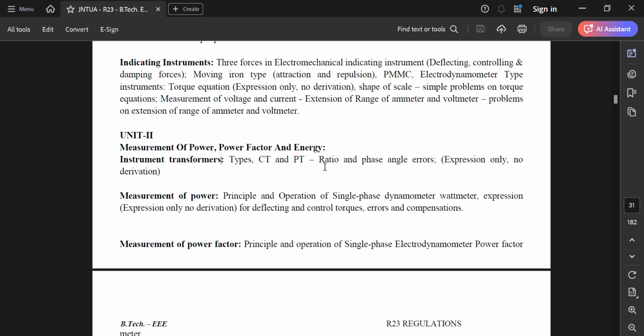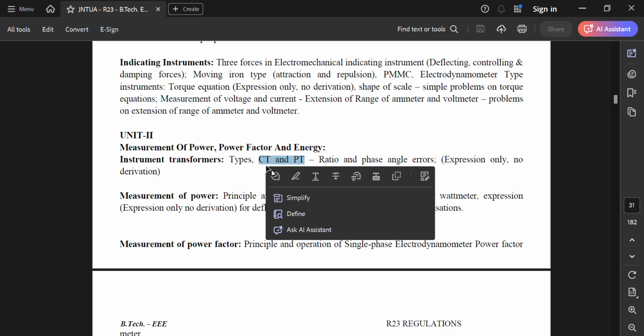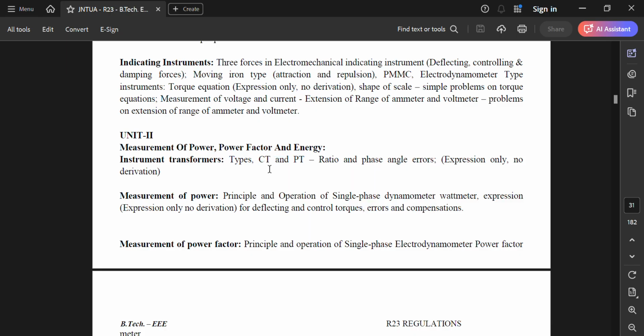Thereby the instrument transformers, CT and PT, why do we call them instrument transformers? Instrument transformers are also transformers, but we use them in conjunction with the meters. Meter తో పాటు వాడతారు CT and PT. కాబట్టి దీస్ అవే ఇన్స్ట్రుమెంట్ ట్రాన్స్ఫార్మర్స్ అంటారు.